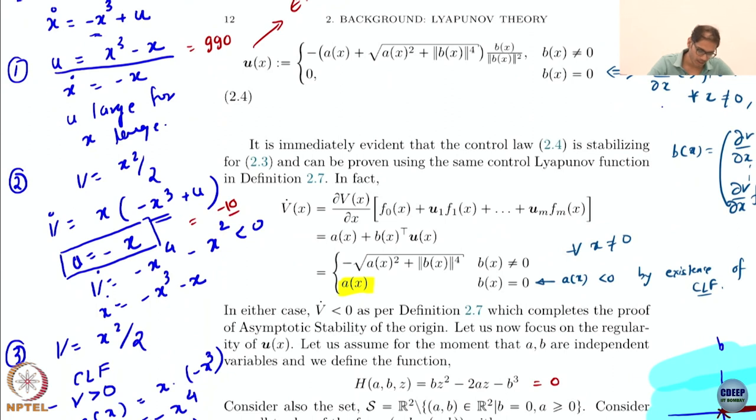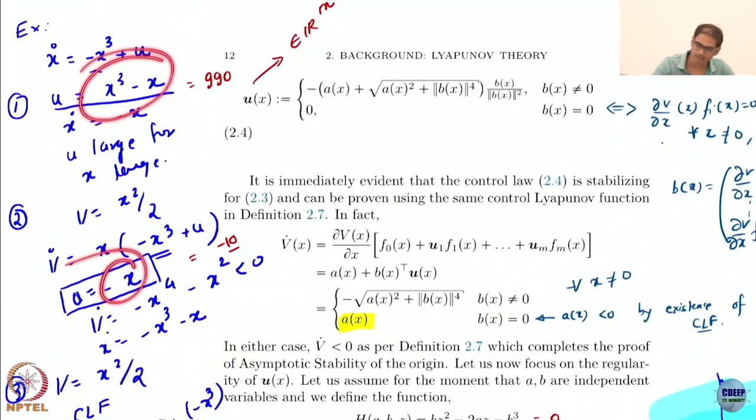All right. So I get V dot as minus x to the fourth minus x squared, which is again negative definite. So by Lyapunov theorem, I have asymptotic stability. Great, done. What is the nature of this control? Again, large when x is large, small when x is small. However, the important thing is it is never going to be as large as this guy.